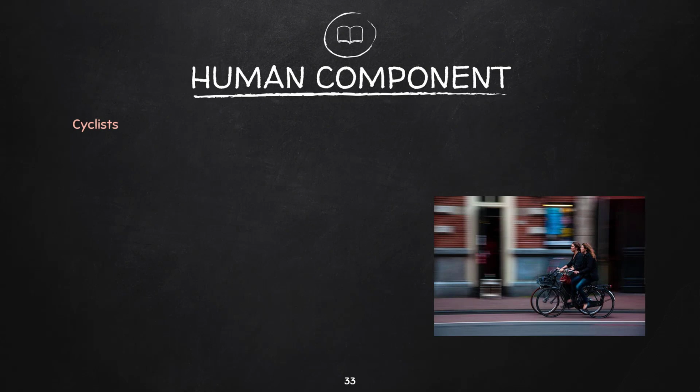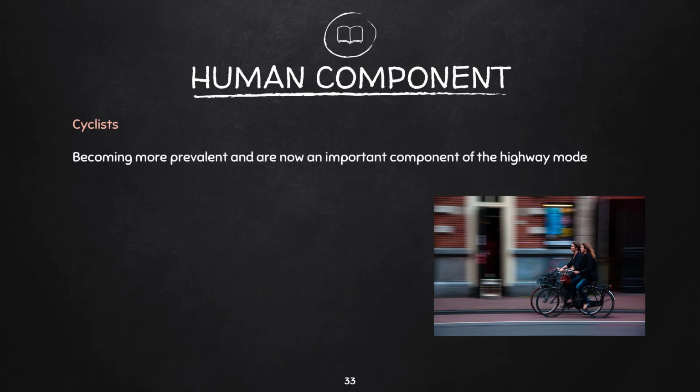And another, besides drivers and pedestrians, we also have cyclists. This is becoming more prevalent and is now an important component of the highway mode, especially during the pandemic. We have seen an increase in the use of cycling as a mode of transport in road transportation. The cyclist is not only the driver but also provides the power to move the bicycle.